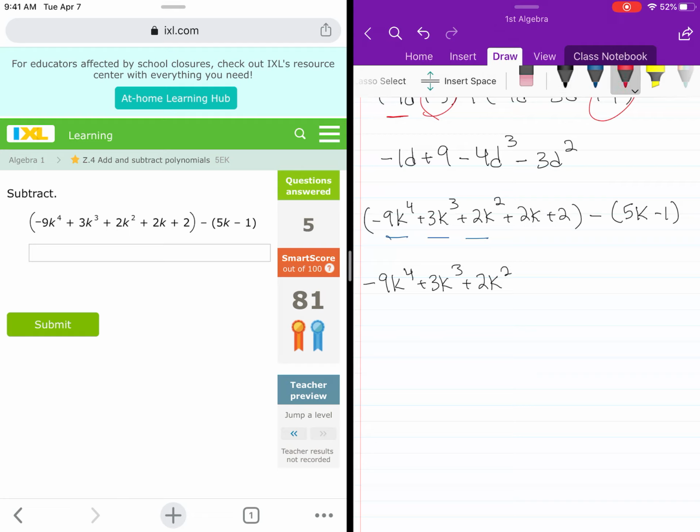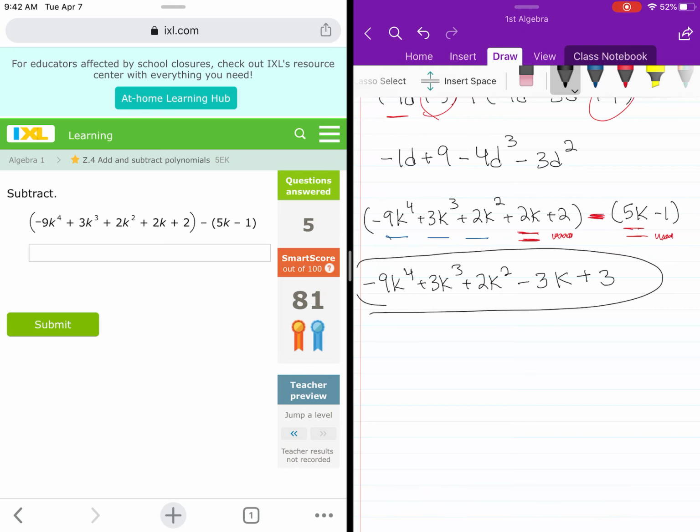Okay. Now for the next terms. Now we have 2k minus 5k. So 2 subtract 5. That's going to end up giving us negative 3k. So from 2 you are taking away 5. That is negative 3. Now my next term, the positive 2 minus negative 1. Remember the time you have minus negative, that becomes positive. So in reality here, you have 2 plus 1. That is going to give you a plus 3. So we're going to type in our answer into IXL just like that.